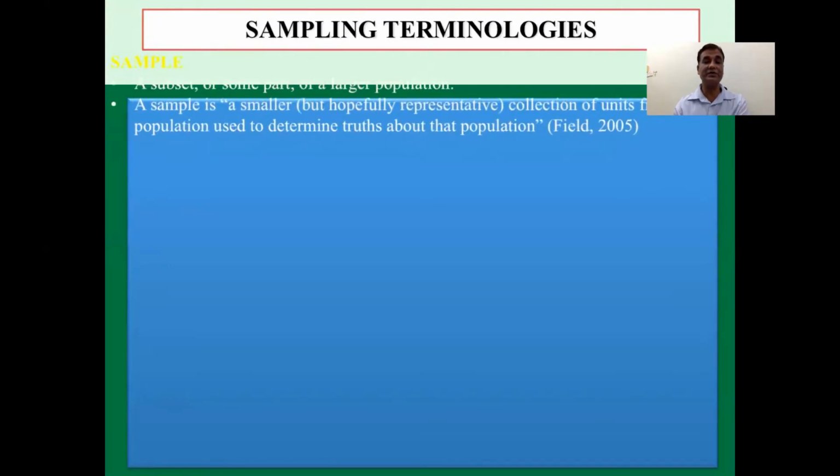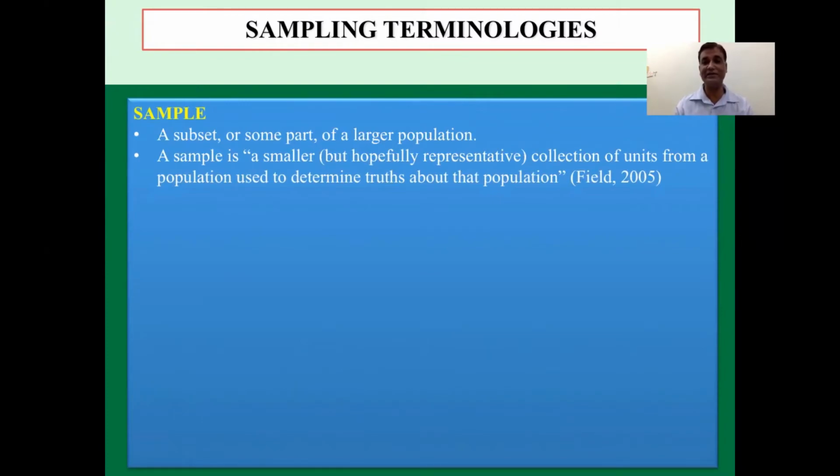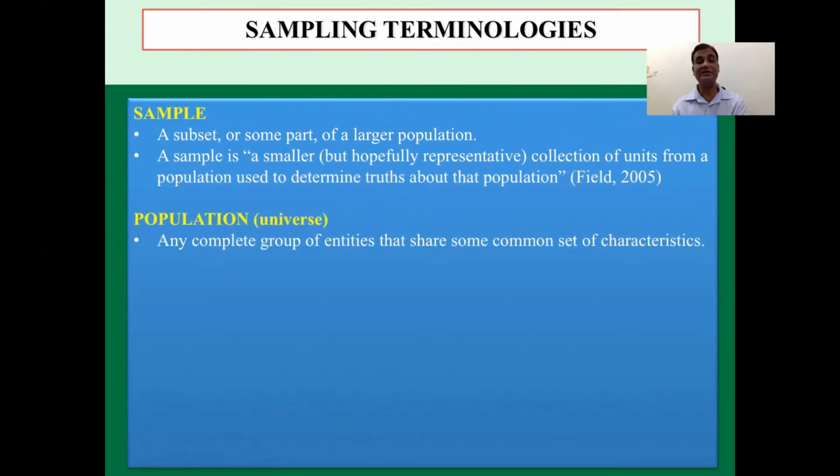Now, there are certain terminologies that have to be very clear at the beginning. So a sample is basically a subset, some part of a larger population, or a smaller collection of units from the total population, but we have to make sure that it's representative. That is the idea. A small part of the large population, but that small part represents the whole population. And the population or universe is the complete group of entities with some common set of characteristics. Say, for example, you are undertaking research on customer satisfaction on mobile phones, then your population would be anyone who uses a mobile phone. So there's something very common. Everybody uses a mobile phone. If you're doing a study on student satisfaction, then your population must be students, all right?